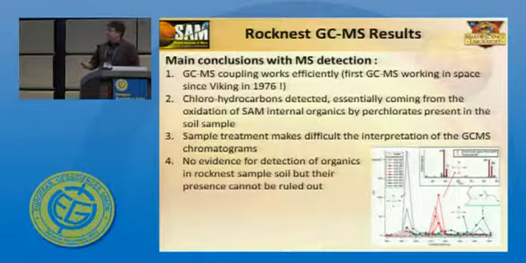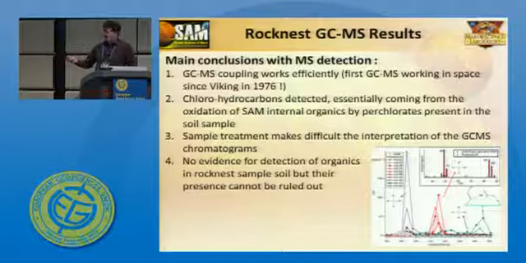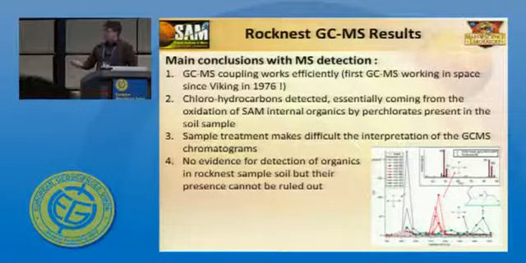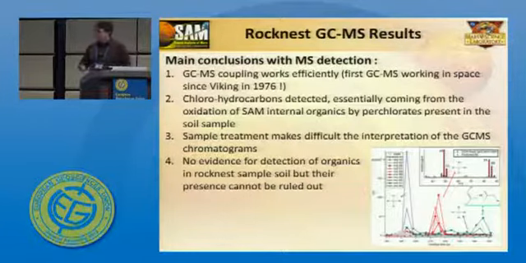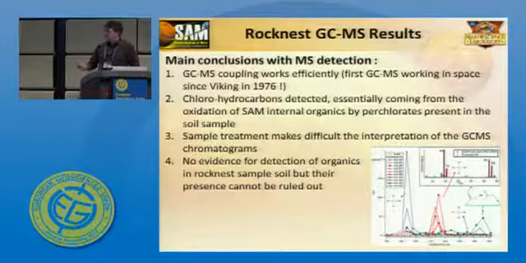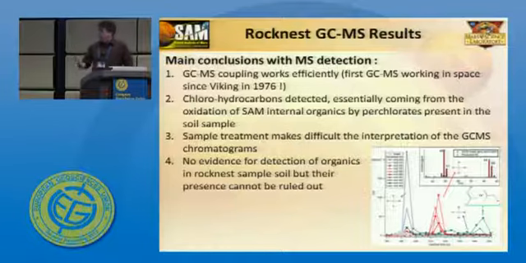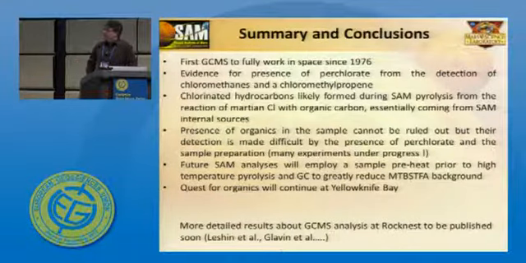So to conclude on this part, the most important thing we discovered is the presence of chlorohydrocarbons, which can be inferred to the presence of perchlorate in the soil. And it shows that the sample treatment makes difficult the interpretation of a GCMS chromatogram, so we need to work a lot in laboratory to try to interpret them carefully. And we can say that there is no evidence of organics in the Rocknest samples from this analysis, but their presence cannot be ruled out due to our sensitivity and also the chemistry occurring in the oven. So in this slide, I summarize the main conclusions of this Rocknest campaign with the GCMS analysis.